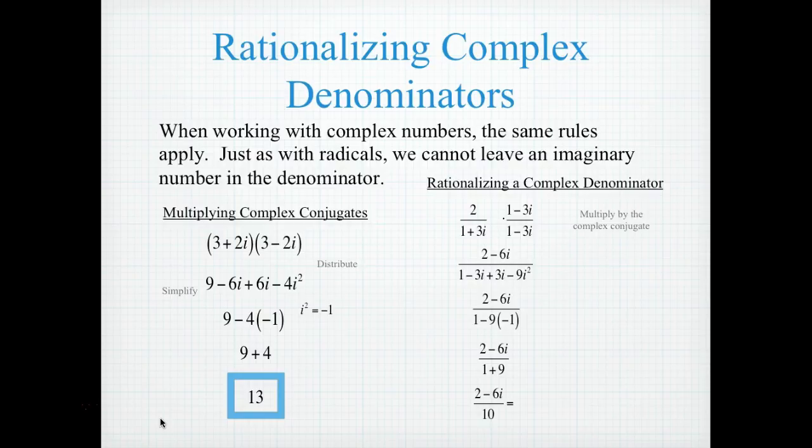But again, we have 2, 6, and 10. We identify a common factor between the three terms, and we have to divide that out by 2. So dividing that out by 2 gives us 1 minus 3i over 5. And lastly, complex terms have to be separated. So we express it as 1 over 5 minus 3 over 5i.